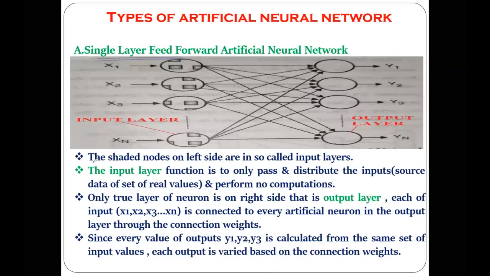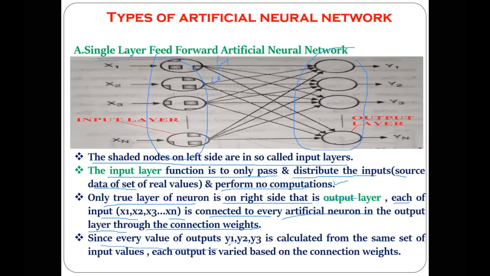I have written it in the theoretical way. The shaded nodes on the left hand side are called the input layer, meaning this part. The input layer's function is only to pass and distribute the inputs. Inputs are nothing but the source data, a set of real values, and it performs no computation. Only the true layer, the main layer of neurons, is on the right hand side, that is the output layer. Each input like x1, x2, x3 up to xn is connected to every artificial neuron in the output layer through connection weights. On each connection there is a weight.